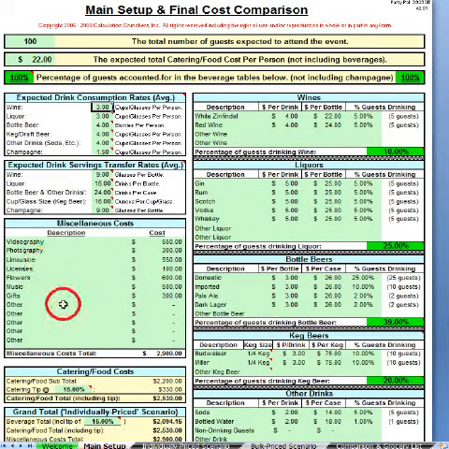Down below this we have a miscellaneous costs area. For example, I've got videography, photography, limousine, licenses, that sort of thing listed here. If you need those fees, put them in. If not, zero that out.